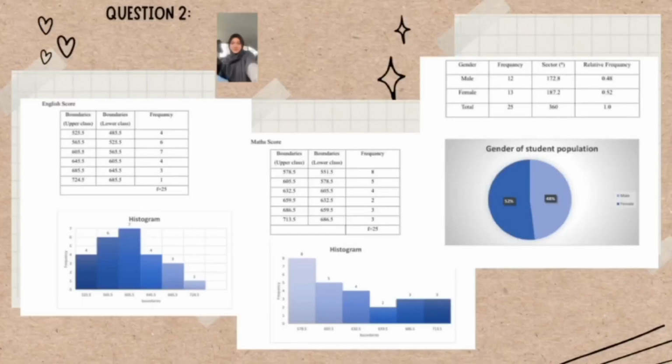Next, question 2 asks us to develop the histogram chart for Math and English score and a pie chart for the gender of study sample. The English score histogram chart use the boundaries and we can see here the highest frequency is 7 and the lowest frequency is 1. Next is the histogram chart for Math score. We can clearly see that the highest frequency is 8 and the lowest frequency is 2. Here is the pie chart for the gender of study sample. 52% of the pie chart is female and 48% is male.